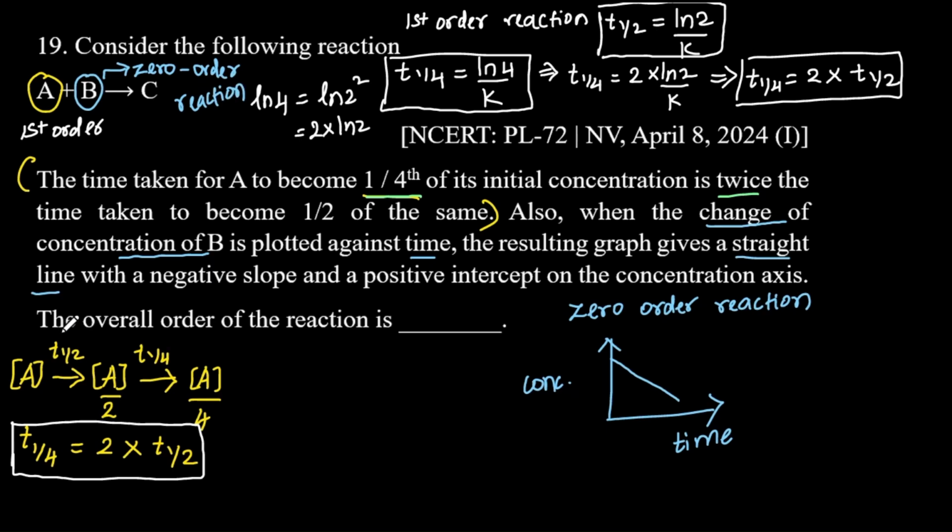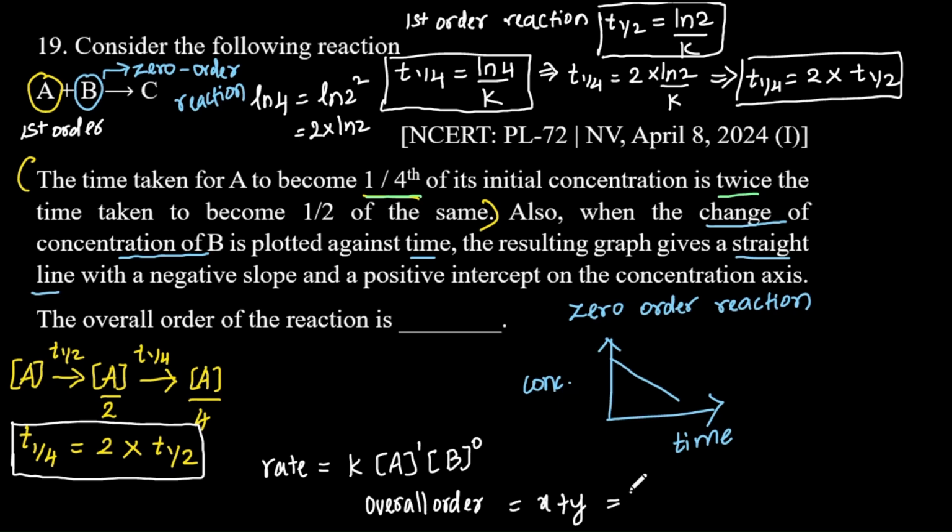Now the question is, the overall order of the reaction is. So the rate law for this equation is rate equal to rate constant into concentration of A power X. So for the reactant A, the order is 1 and the concentration of B power Y. So for the reactant B, the order is 0. So the overall order is equal to X plus Y. That is 1 plus 0, which is equal to 1. So the overall order is 1.